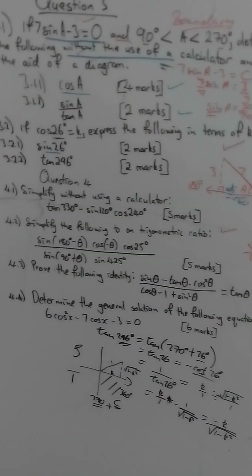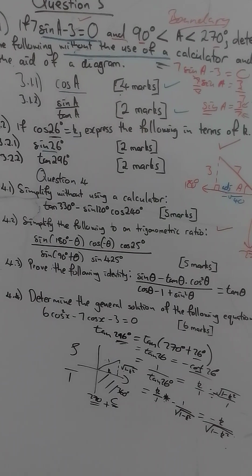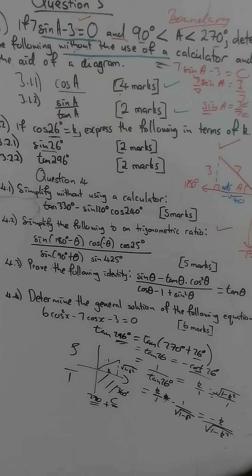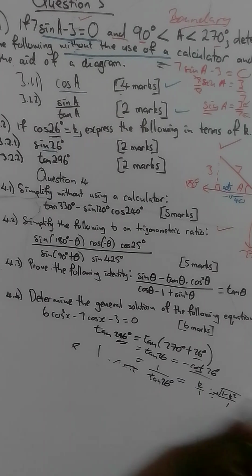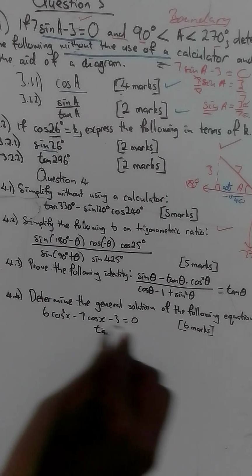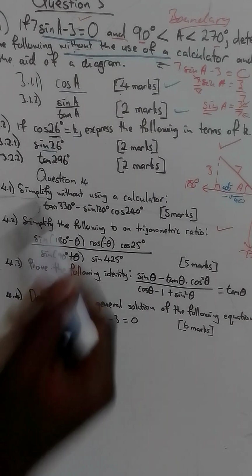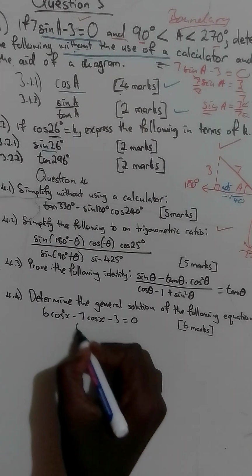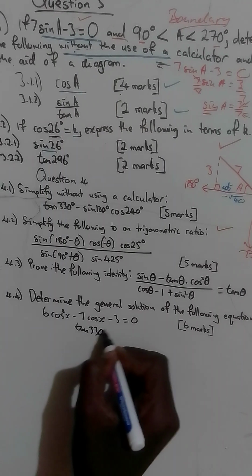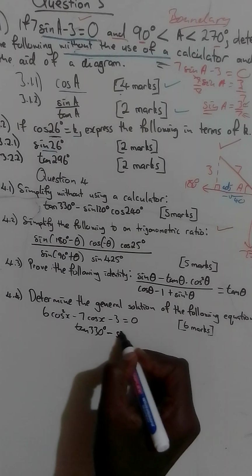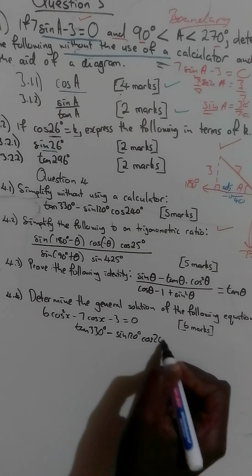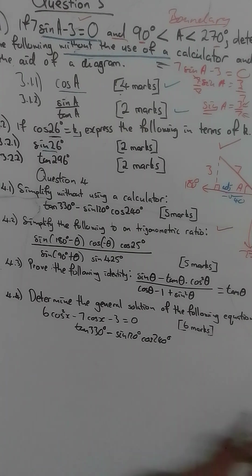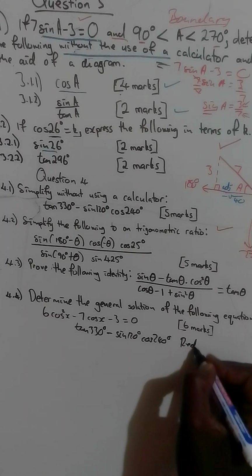Now, we are done with question 3. We must go to question 4. Question 4, we are now dealing with what? We are now dealing with simplify without using a calculator. What we are provided is tan 330 degrees minus sin 120 degrees multiplied by cos 240 degrees. So here we must utilize our reduction formulae.